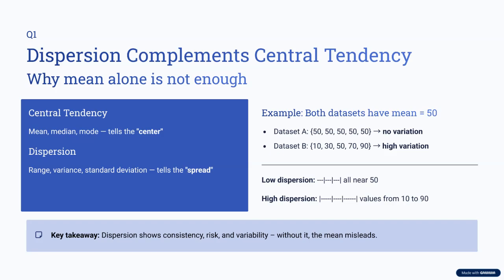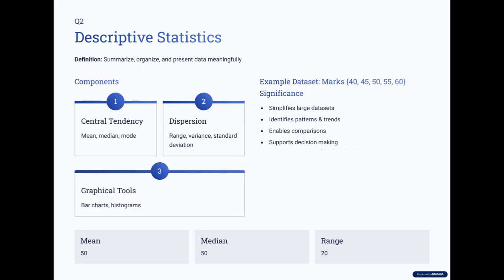Key takeaway: measures of dispersion complement central tendency, showing how data values are distributed around the average. Without dispersion, the mean can be completely misleading. Always report both.